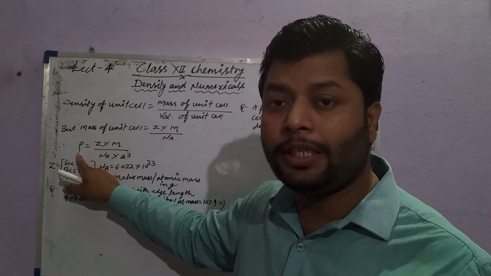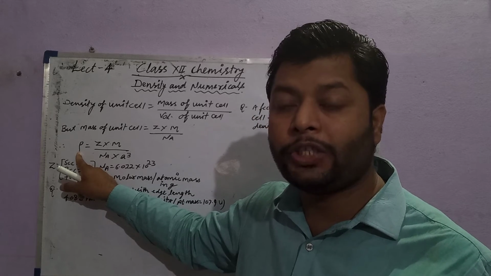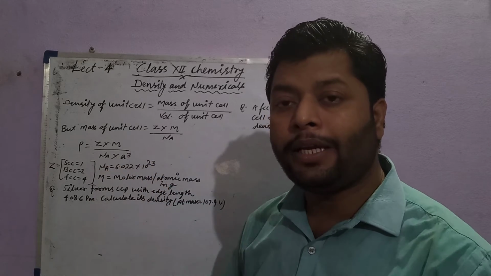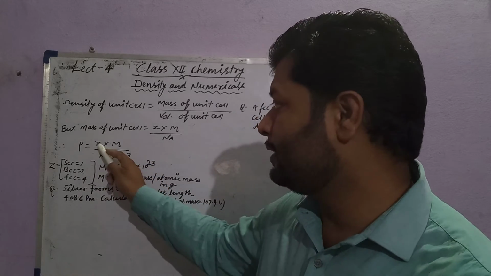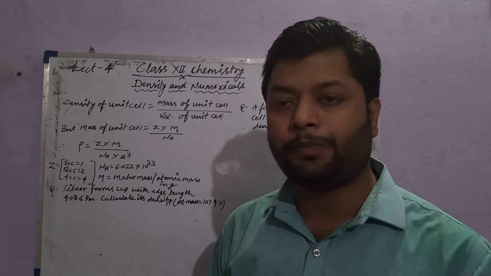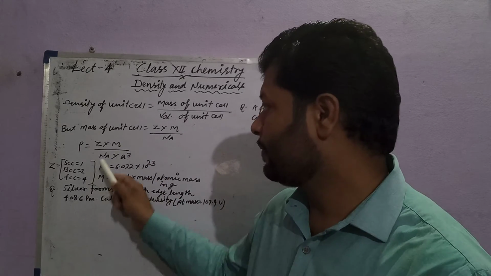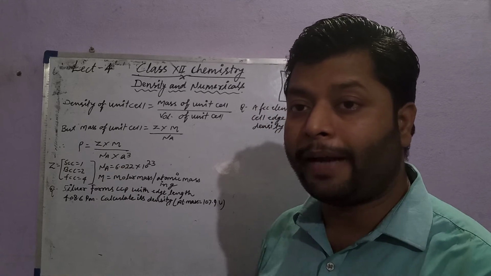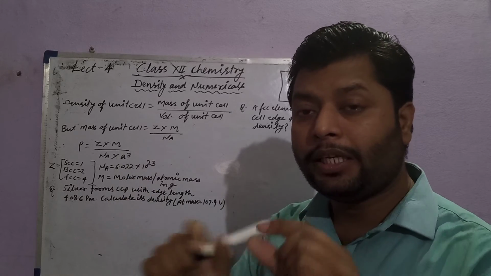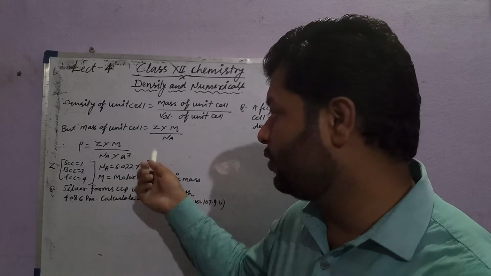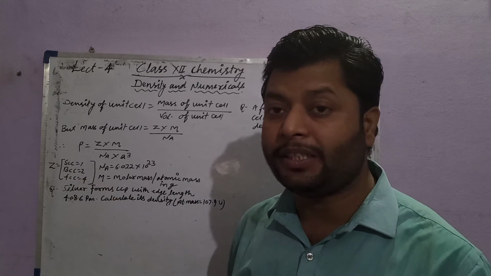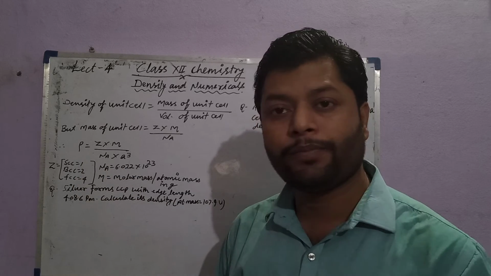So the density, indicated by rho, is Z into M upon Na into a cube, where Z is the number of particles per unit cell, M is the molar mass or atomic mass in grams, Na is the Avogadro number having the value written here, and a is the edge length, so a cube is the edge length cubed. Z has a different value for SCC, BCC, FCC: 1 to 4.